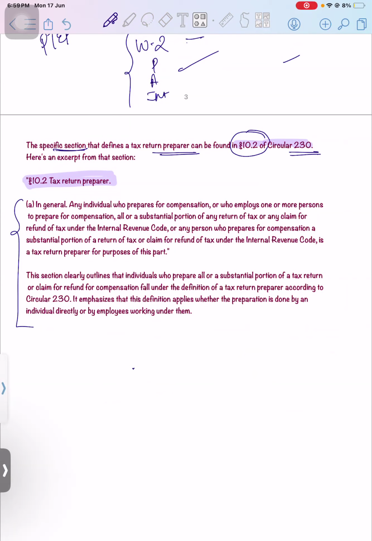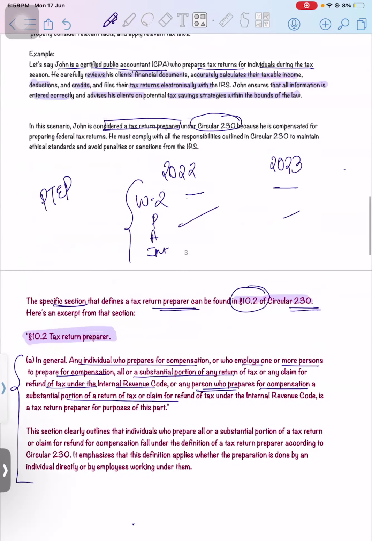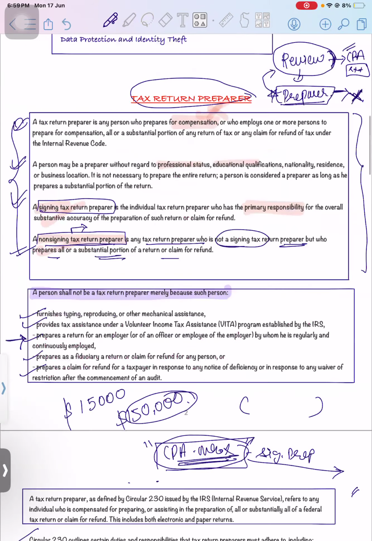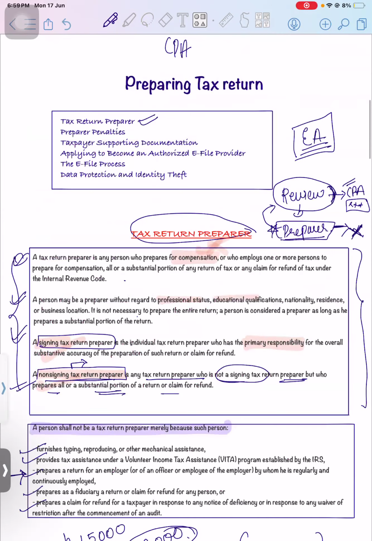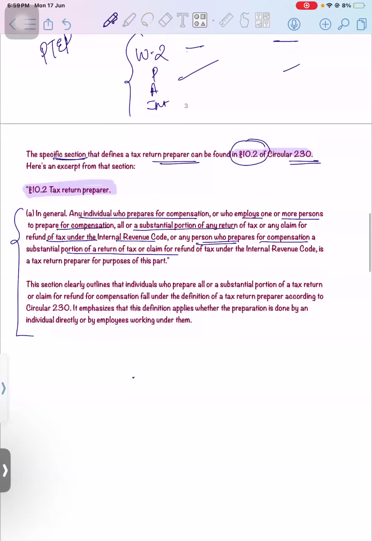In journal, an individual who prepares for compensation, employs one or more persons to prepare all or a substantial portion of any return of tax or claim for refund under the IRC, or any person who prepares for compensation a substantial portion. Same thing. Can you see? Same thing we have allocated here in a stepwise manner. The same thing is mentioned in Circular 230, section 10.2.